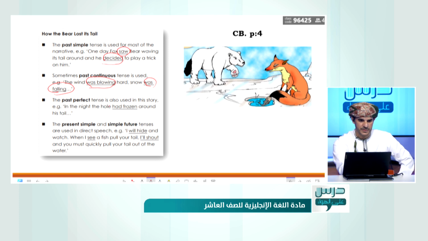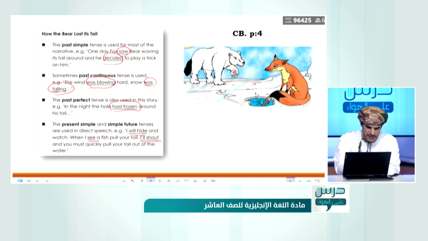The past perfect tense is also used in this story. In the night, the hole had frozen around his tail. Okay, the present simple sometimes is used with simple future tenses in direct speech, like when the characters speak. When the characters in the story speak, you should use present simple or simple future. Like here, I will hide and watch. When I see a fish pull your tail, I will shout.